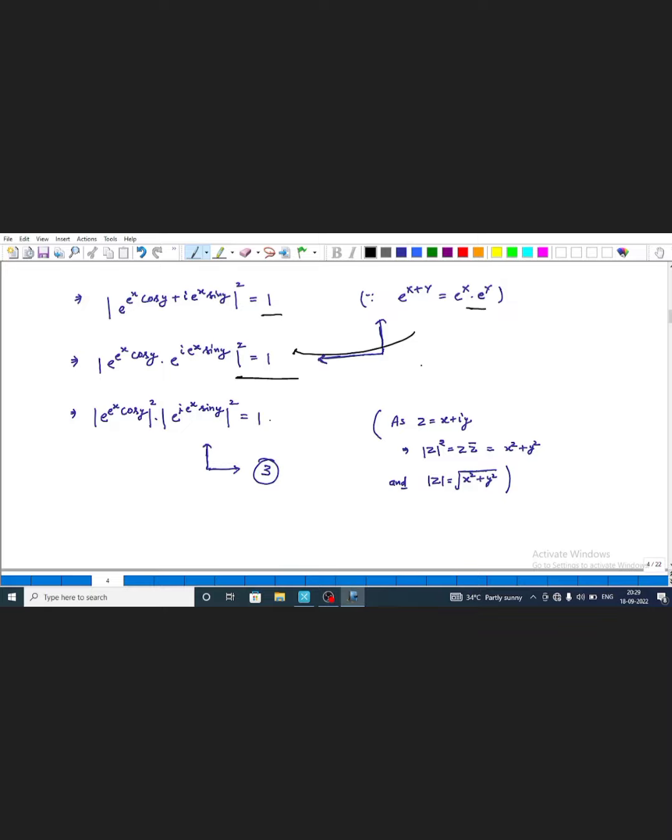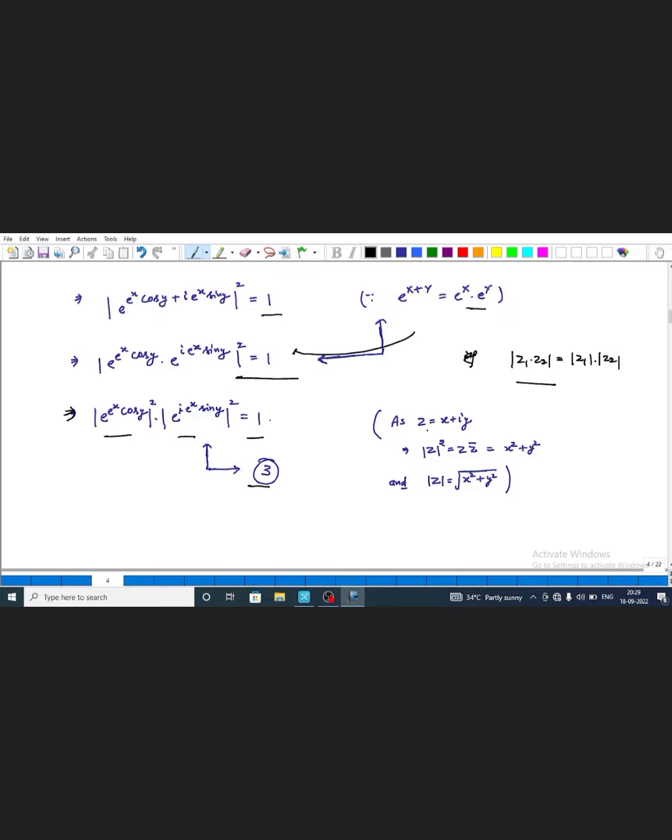Now in complex analysis we know that mod of z1 z2 is equal to mod of z1 into mod of z2. Using this, this and this is equal to 1. Say this is equation 3.